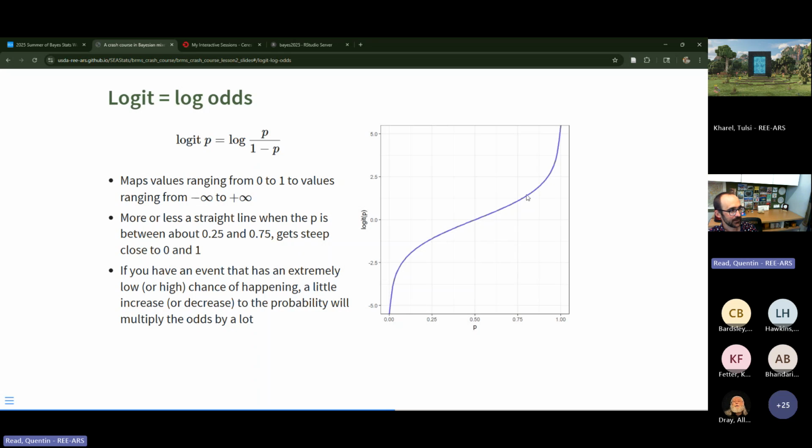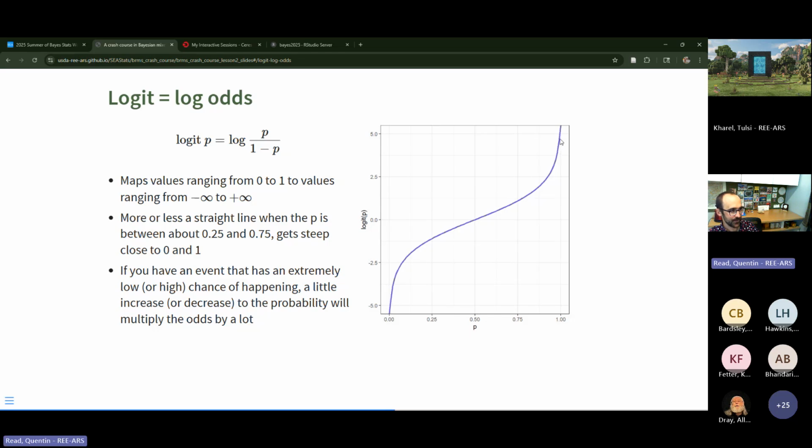You can see that near 0.5, it's kind of a straight line. But once you get to around 0.25 or 0.75, it starts to get steep, and as you get close to 0 and 1, it gets really steep. And the intuitive explanation for this is, if you have an event that has an extremely low chance of happening, a very small increase of the probability makes the odds go up a lot.